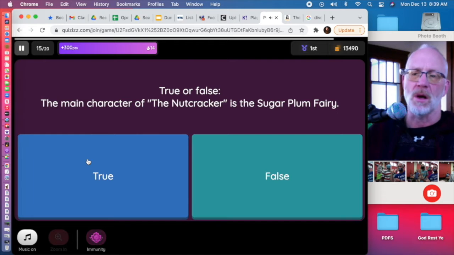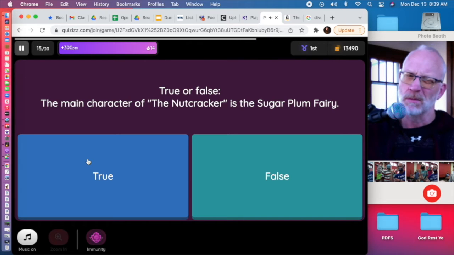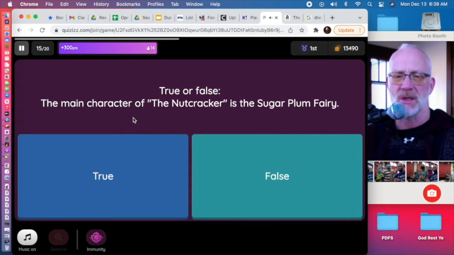True or false, the main character of the Nutcracker is the Sugar Plum Fairy? Maybe? I thought the main character was Clara. So I'm going to say false.